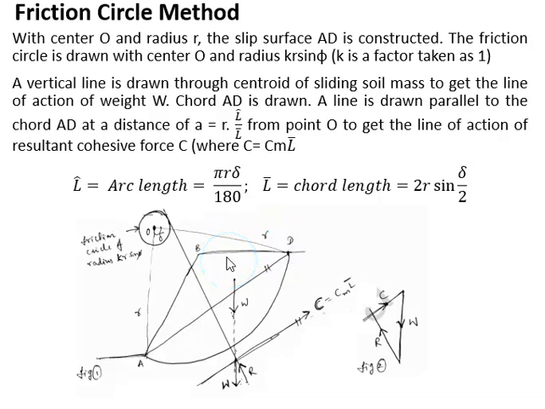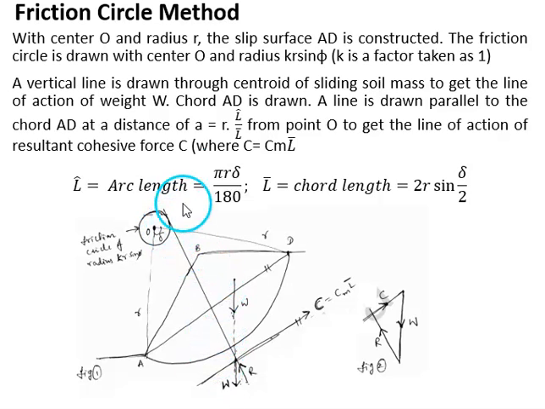Then we have to find the arc length and chord length using the equations pi r delta by 180 and 2r sine delta by 2. Delta is the included angle. So after that, we have to draw a friction circle at center O with radius kr sine phi. If k value is not given, we should take it as 1. R is the radius and phi is the angle of shearing resistance.